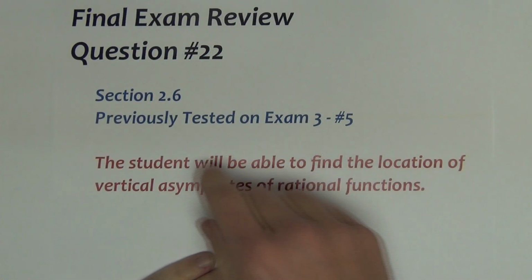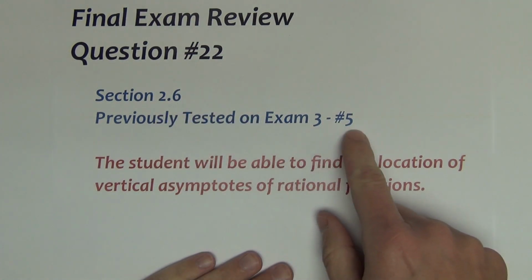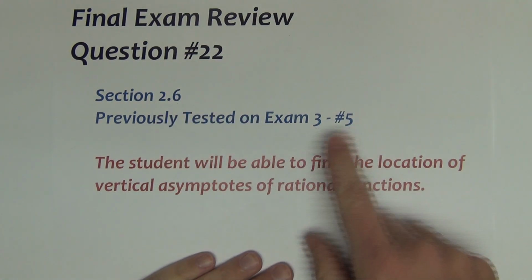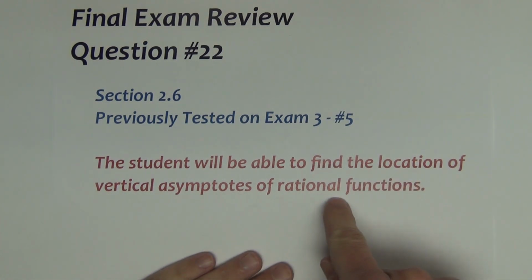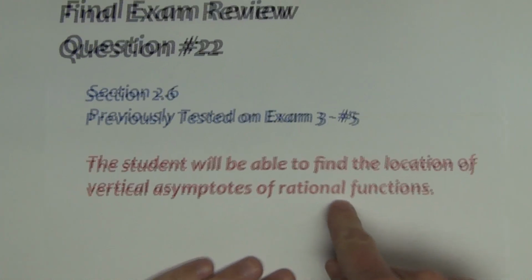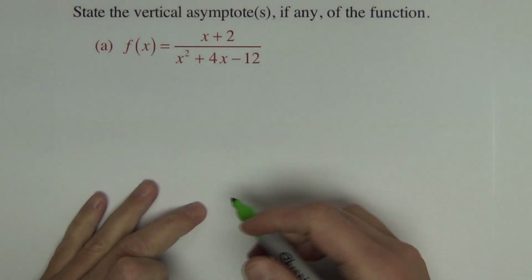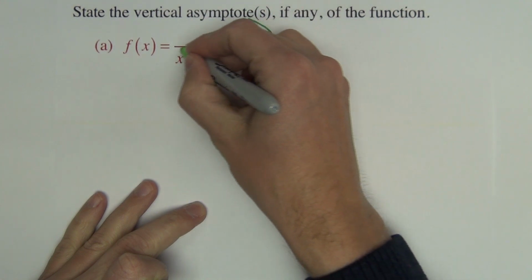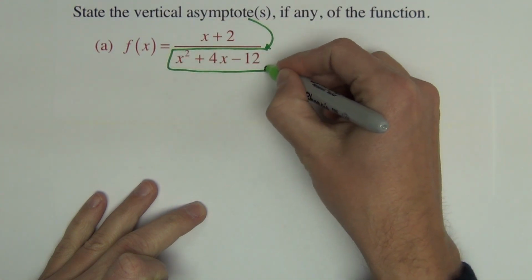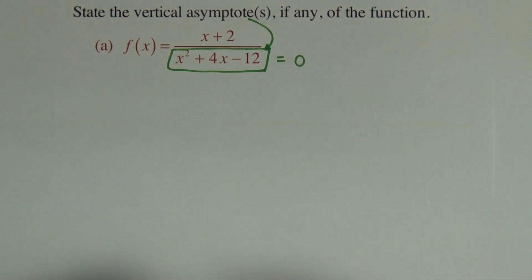Question 22 on the exam from section 2.6, previously tested on exam 3, number 5, is going to see if you know how to find the location of any vertical asymptotes of rational functions. Well, it's important to know and understand, to solve a problem like this, that vertical asymptotes come from the denominator. We want to know, where does the denominator equal 0?